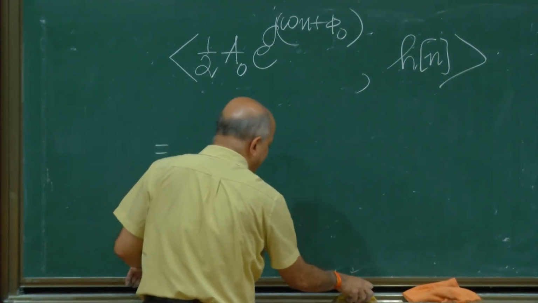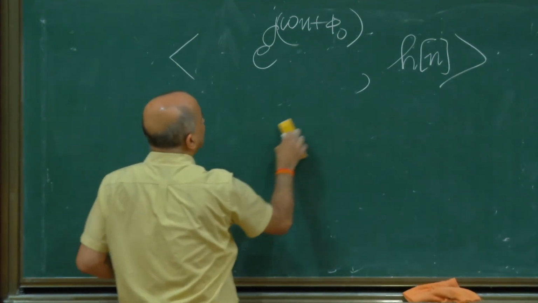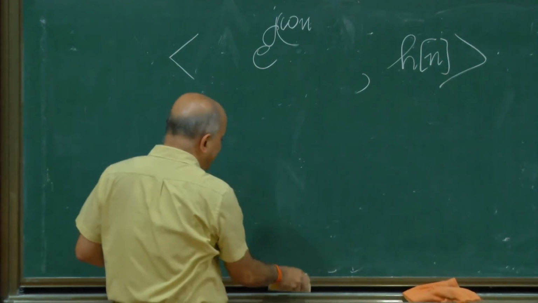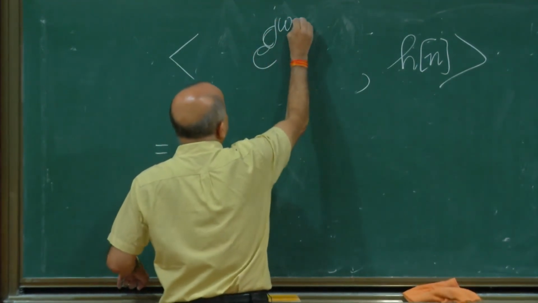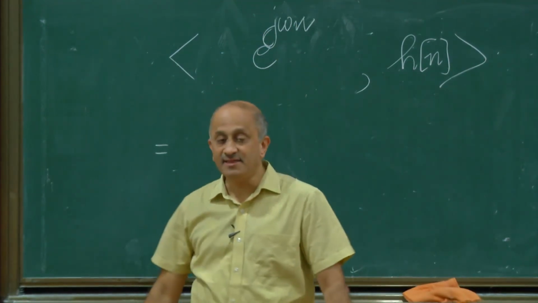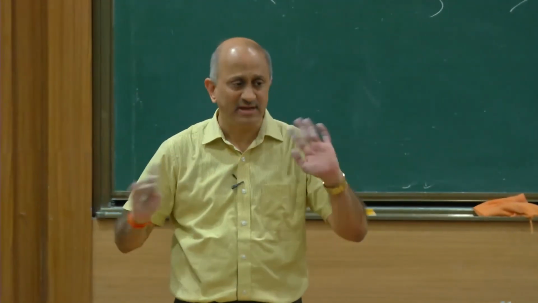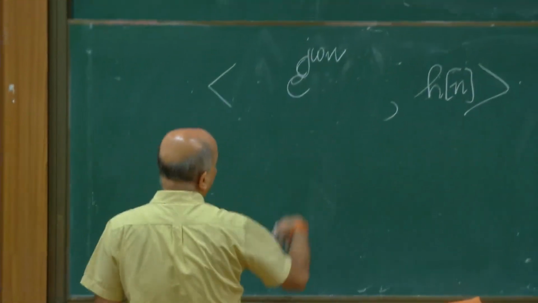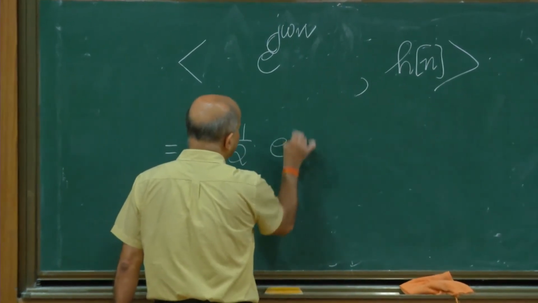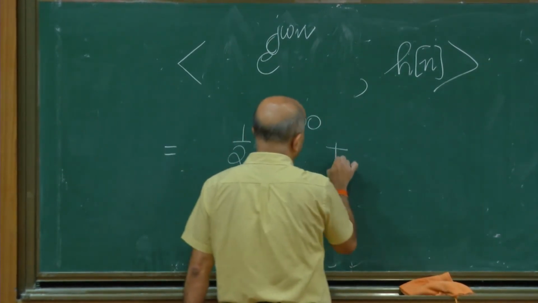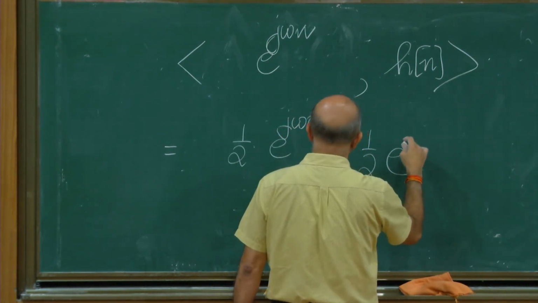In fact, let's make the matter even simpler. Let's not bother about all this a naught and phi naught. Let's simply take this rotating complex number. e raised to the power j omega n is enough to make it rotate, isn't it? Amplitude and phase is okay. So let's take this dot product. What would that dot product be? Well, half e raised to the power j omega 0 plus half e raised to the power.